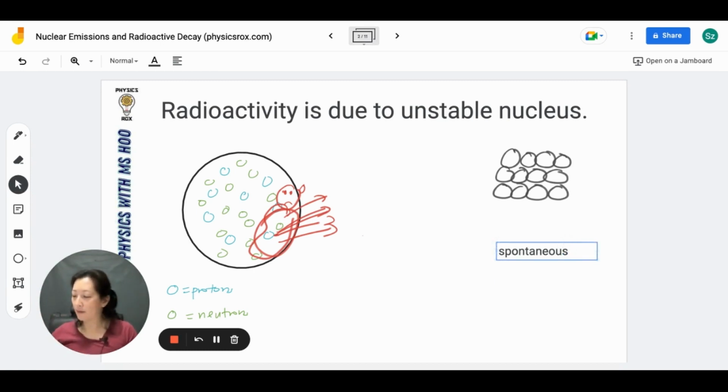That means, for example, if this particular atom wants to throw out its radiation, it will throw it out, okay? But you can't make it faster or slower. And let's say another one decides, okay, now my turn, I'm going to throw it out. It's going to throw out. You cannot predict the order in which a nucleus is going to throw out the radiation. So it's very, very spontaneous.